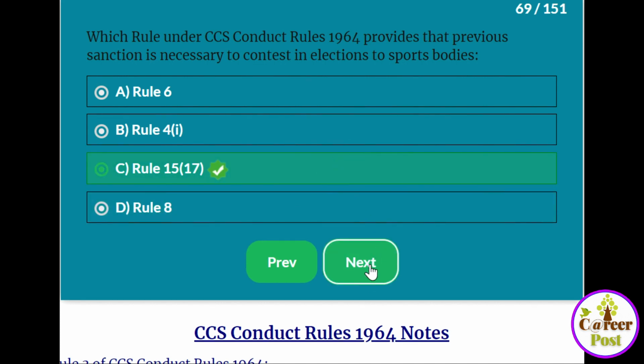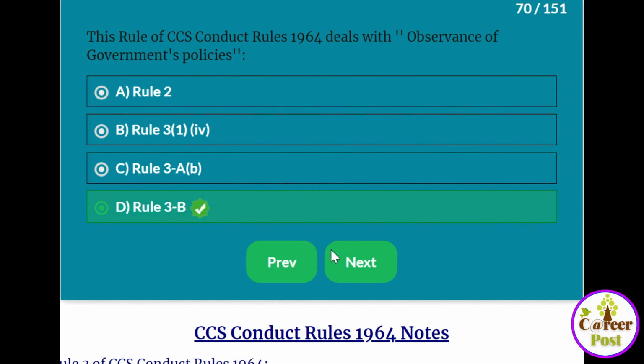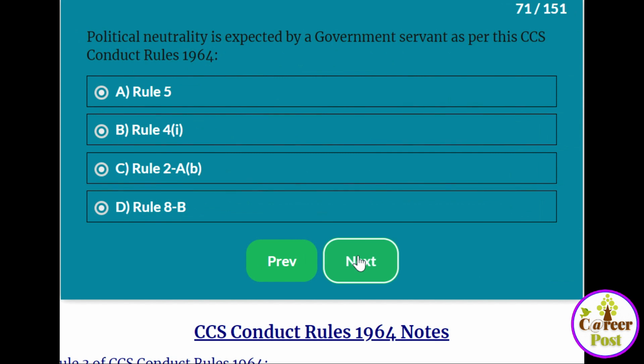It is 15(17). This rule of CCS Conduct Rules deals with observance of government policies. What is the identify that rule? Rule 3B. Political neutrality is expected by the government servant as per this CCS Conduct Rules. What is that rule? It is Rule 5.